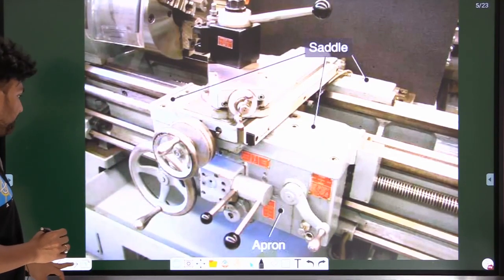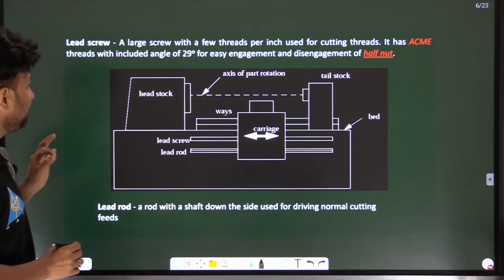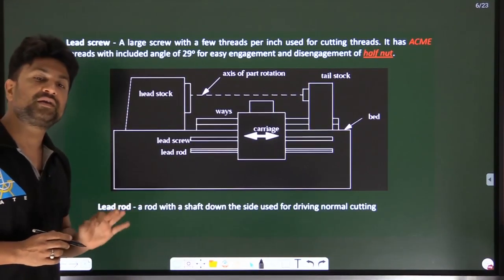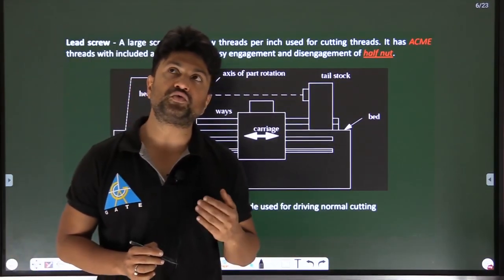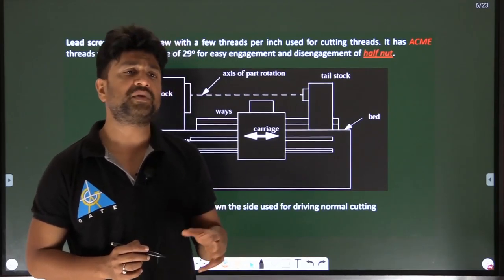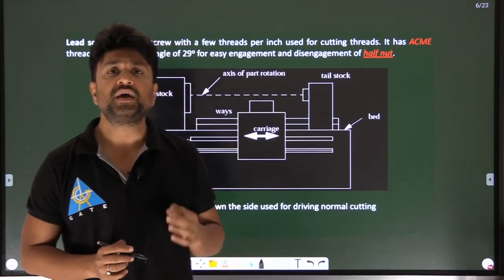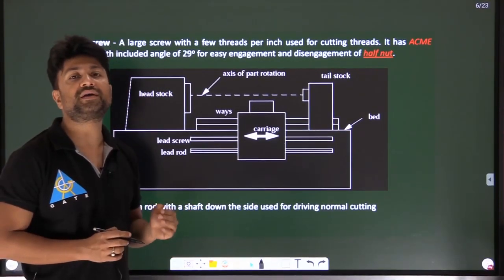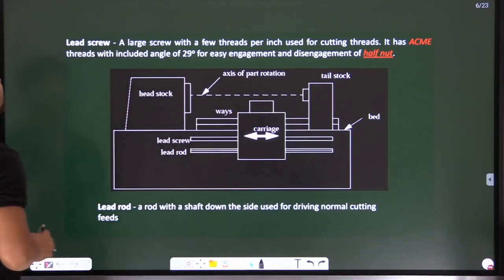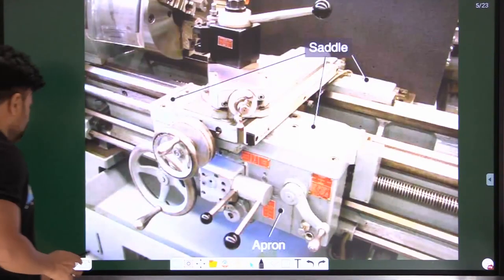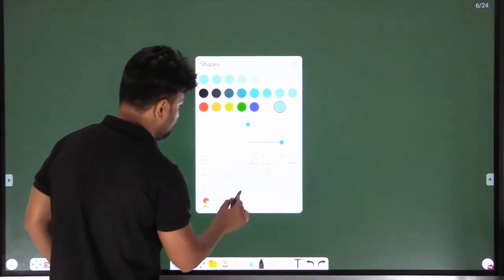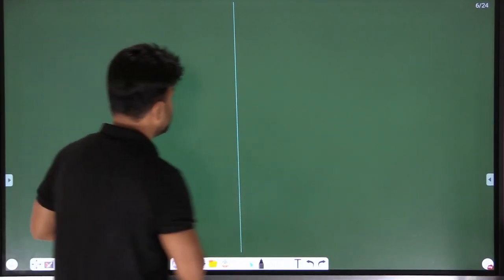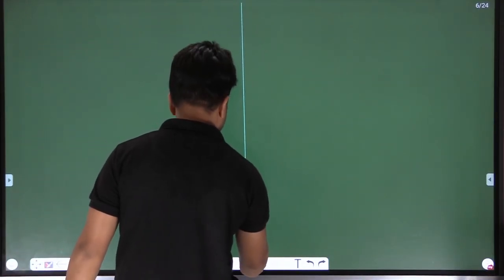Now, let me proceed further and I will tell you some important points. Basically on a lathe, there are various types of operation, but generally you prefer to do two types of operation. One is turning and one is threading. Now, if you want to do a threading operation, or if you want to do a turning operation, let me give you a brief view.